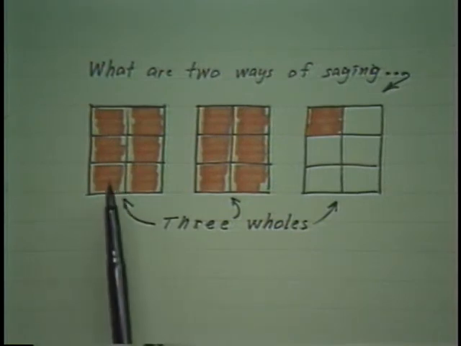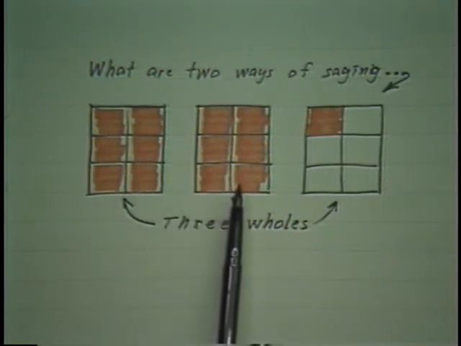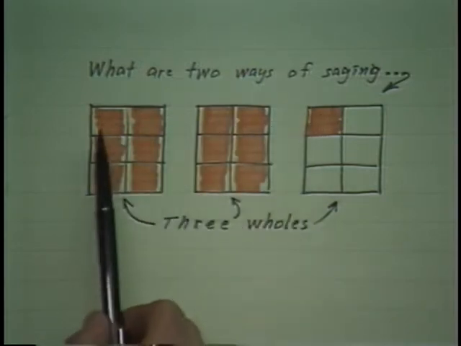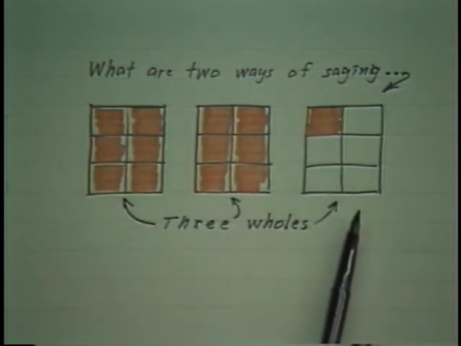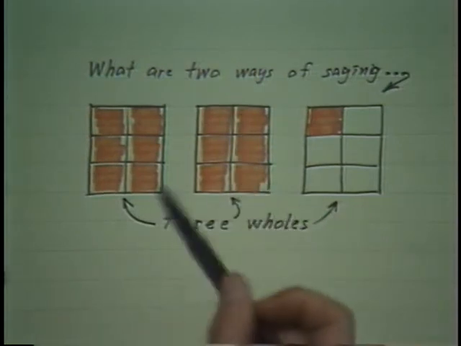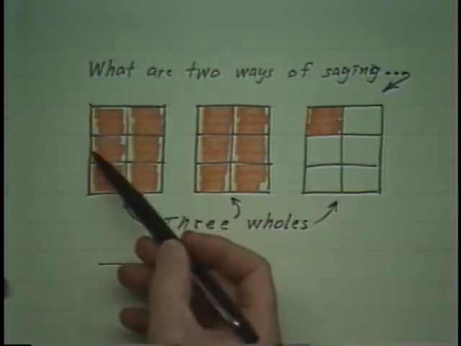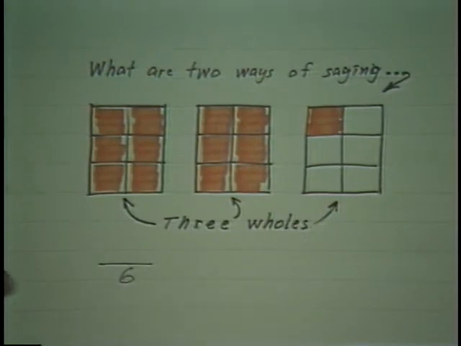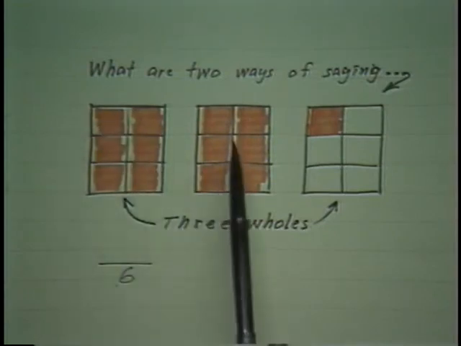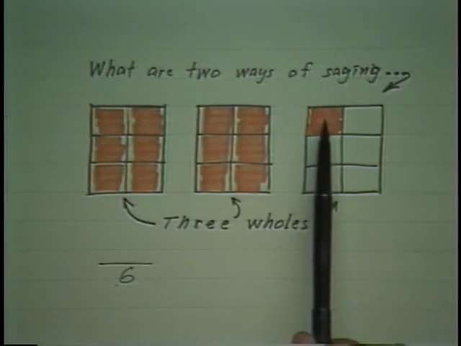Let's examine two different ways of representing these shaded portions of these three wholes. First, we could say that each whole is subdivided into 6 parts. As we agreed in the last tape, that is the bottom, or denominator, of a fraction. Then the top represents how many of those subdivisions are shaded or taken. In this case, 6 plus 6 plus 1, or 13/6.